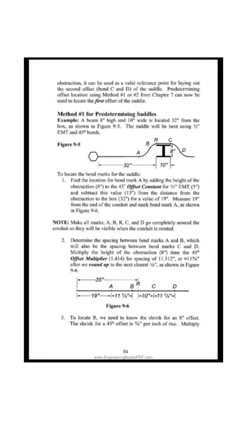R will move to the left and be at the edge of the obstruction after the first offset of the saddle is bent. With R locating the edge of the obstruction, it can be used as a valid reference point for laying out the second offset, bend C and D, of the saddle. Predetermining offset location using method number 1 or number 2 from Chapter 7 can now be used to locate the first offset of the saddle.